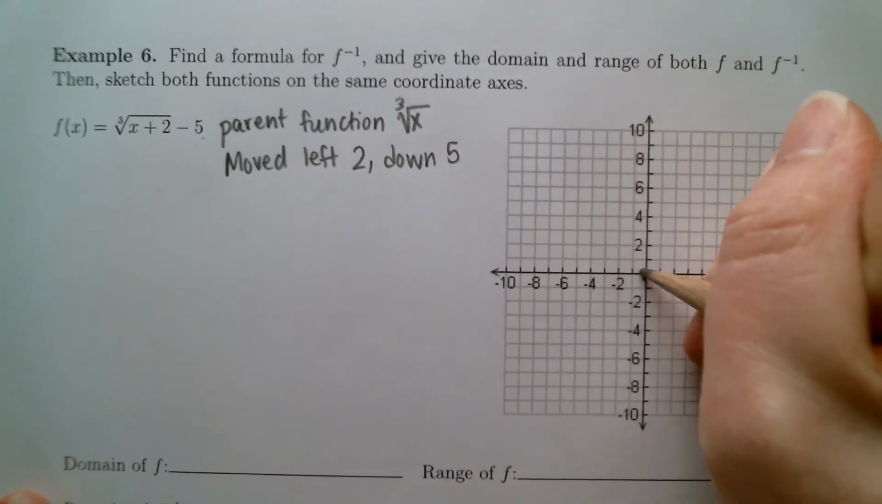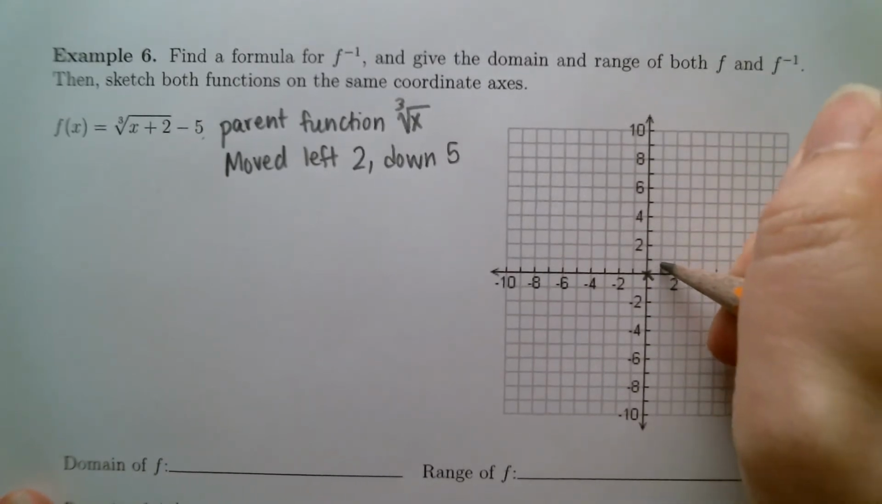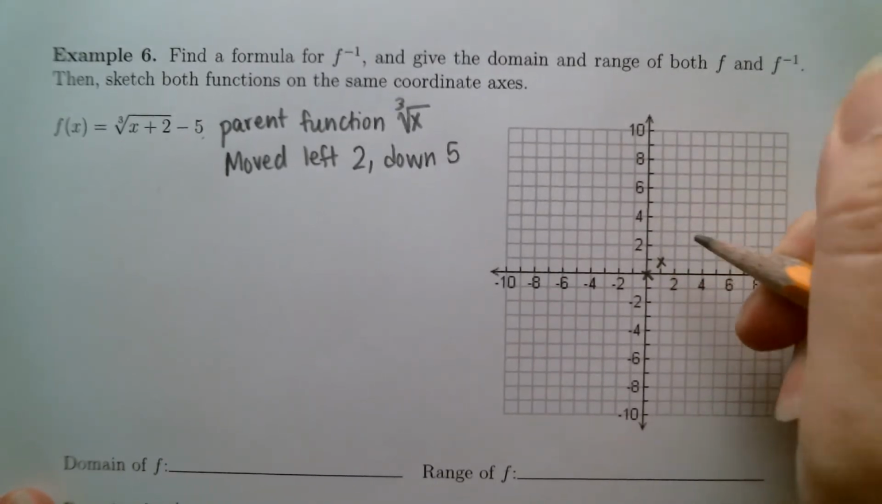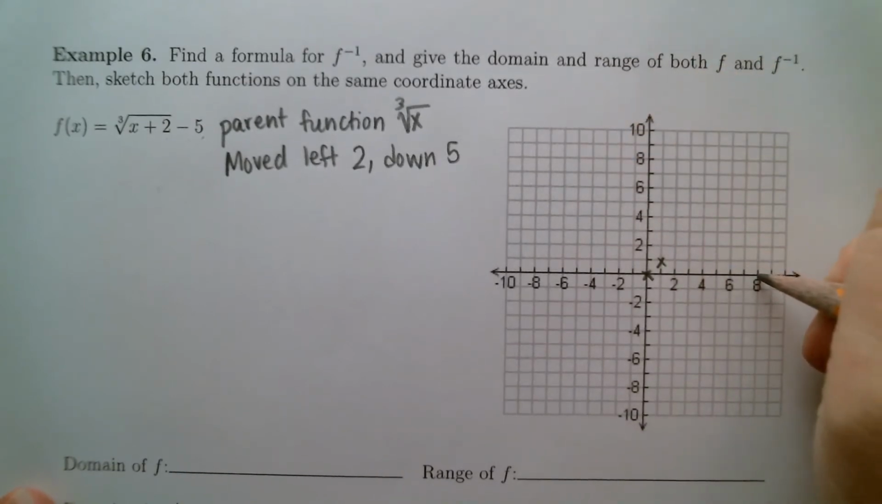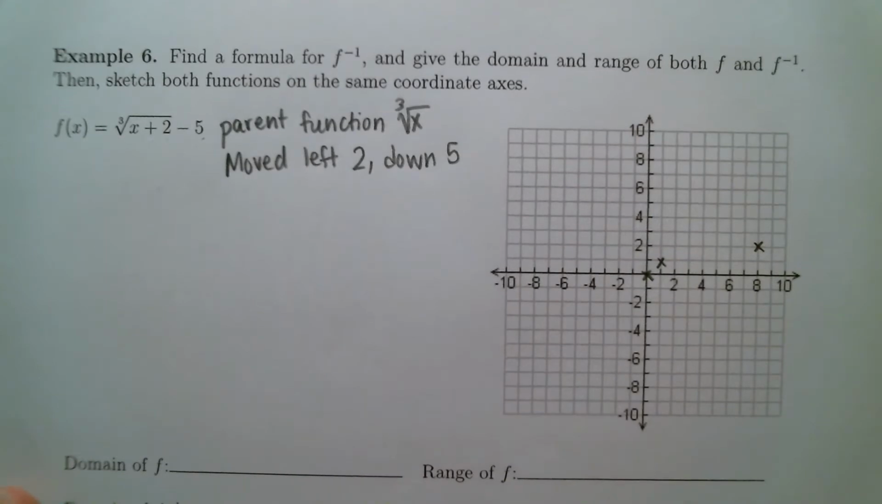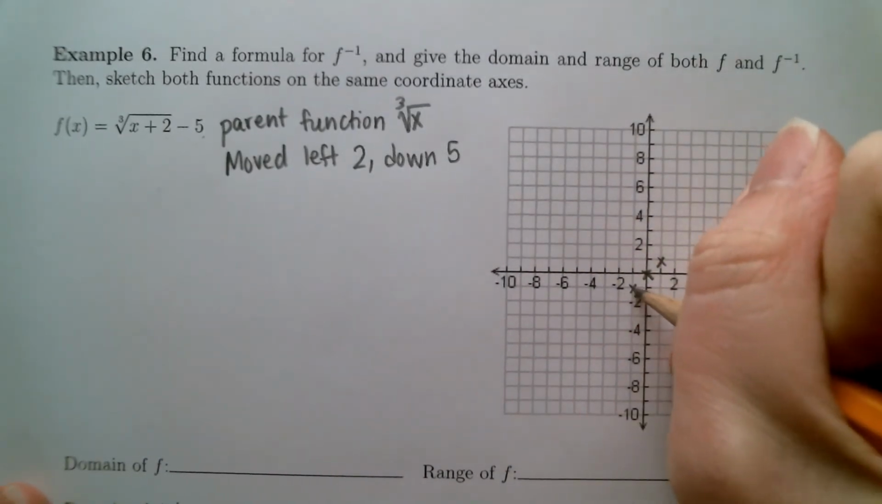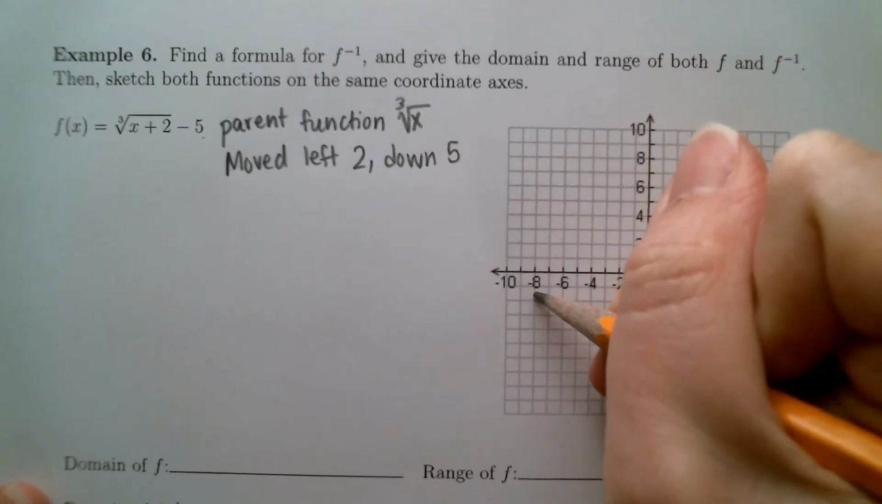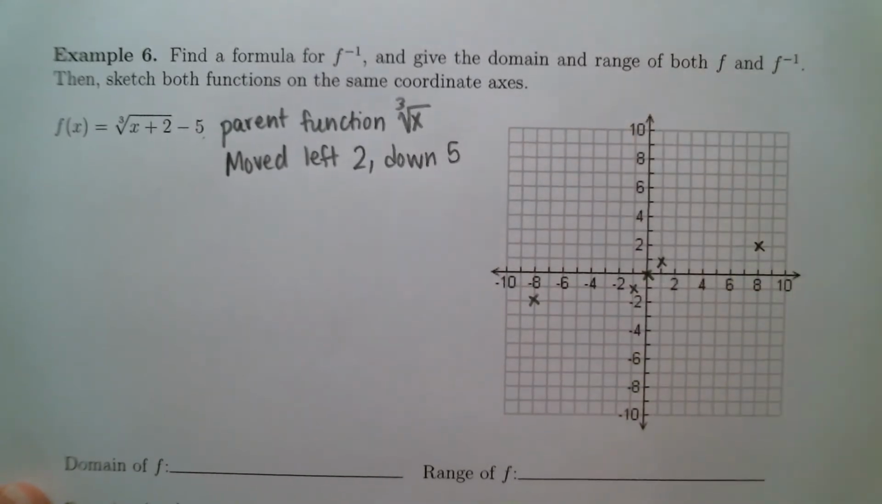So the cubed root of x goes through the origin. It goes through 1, 1. And it goes through 8, 2. Okay, because remember this is the cubed root function, not x cubed. It also goes through -1, -1, and then it goes through -8, -2. Okay, so those are points on the parent function.